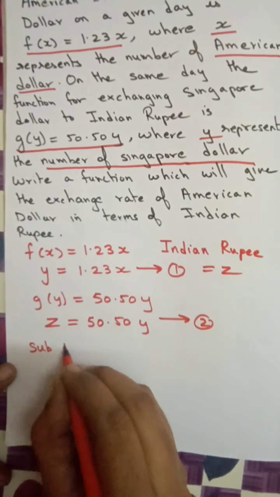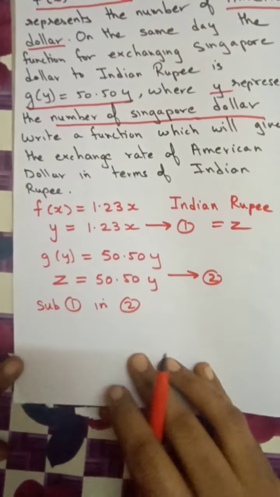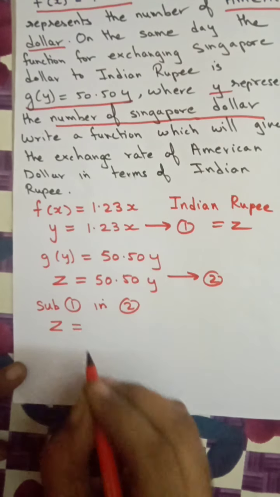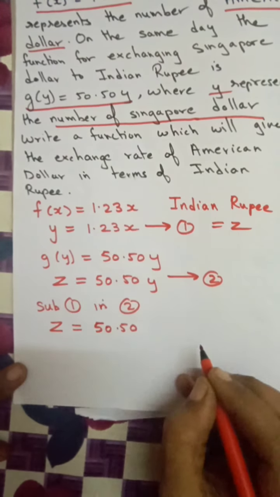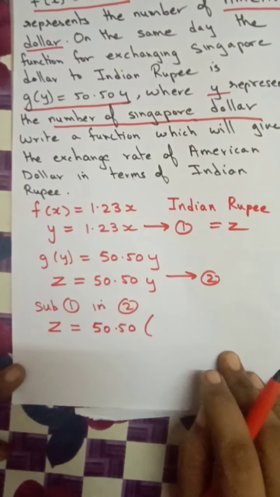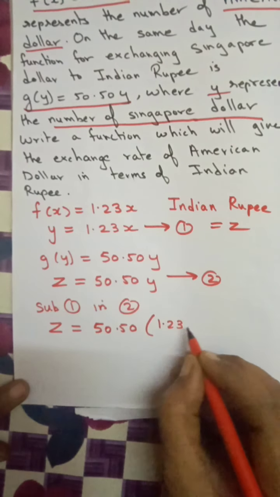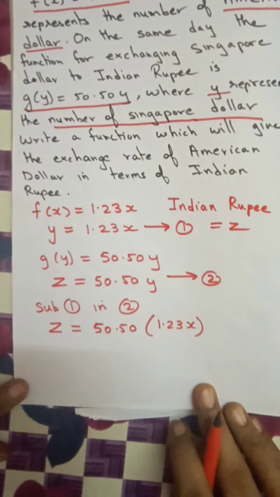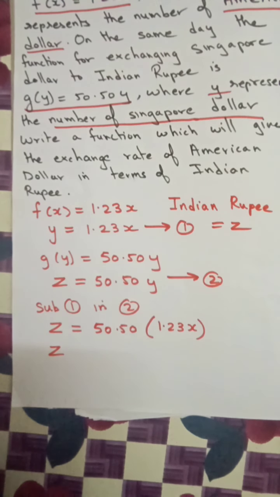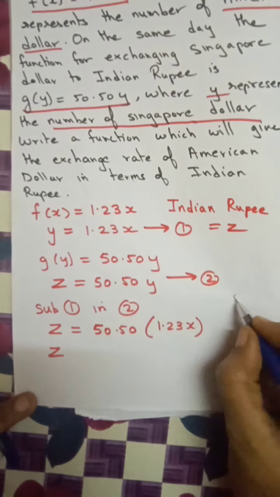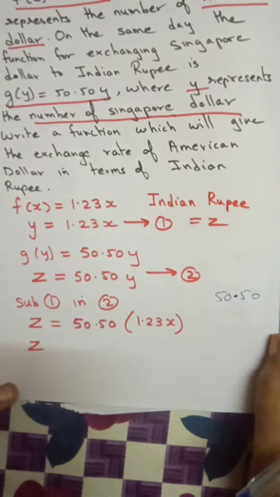Substitute the first equation in the second equation. So in the second equation I have to write as it is, 50.50. Instead of this y, see your first equation. What is our y? 1.23x. So I wrote that. Now I have to remove the bracket. For removing the bracket, what should I do? I should multiply 50.50 into 1.23.